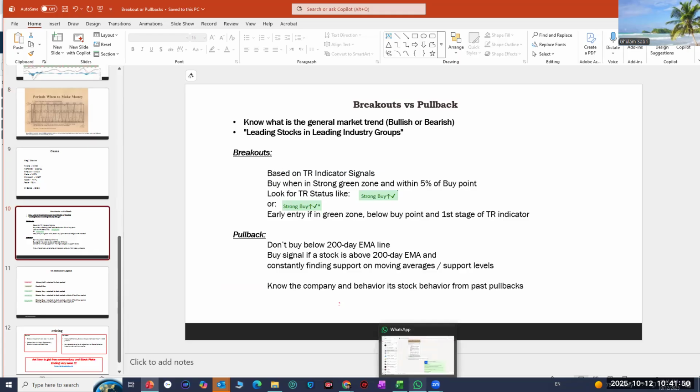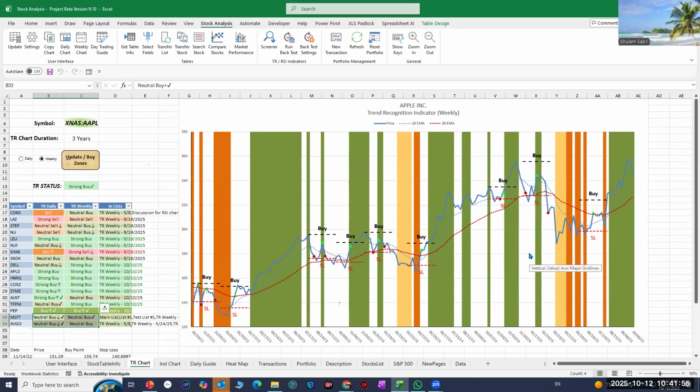In addition to that, even during breakouts, like say we are following our breakout strategy and the TR chart. So here we are. We find that it's a green zone, but it failed. But it came back here. Now it already has established a green zone, and the market is in a bullish cycle.